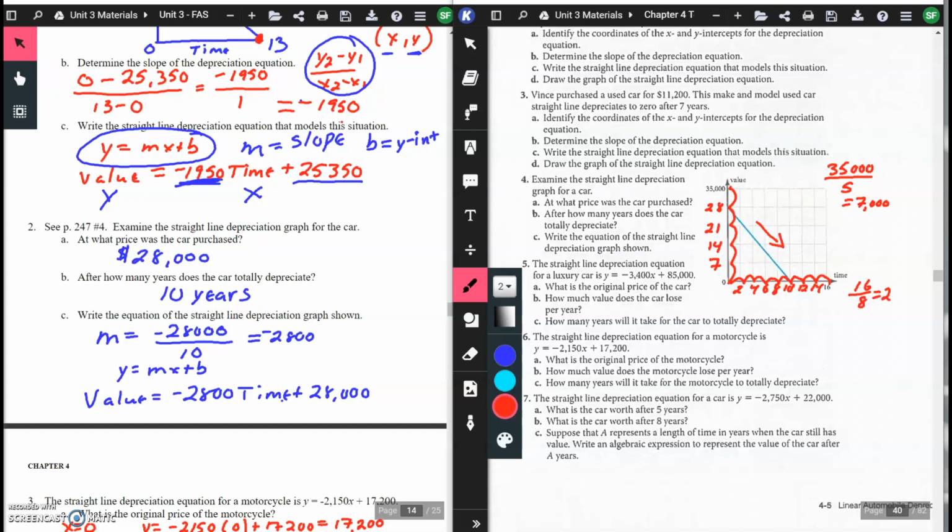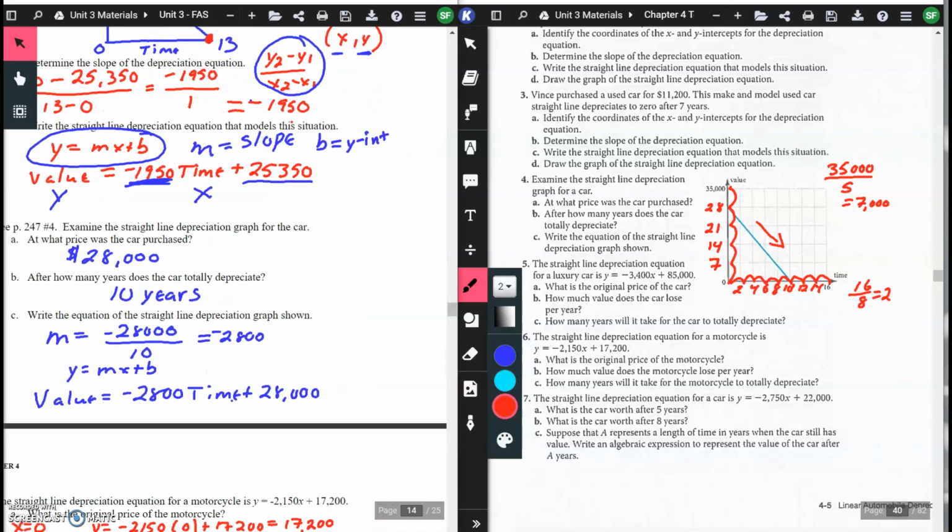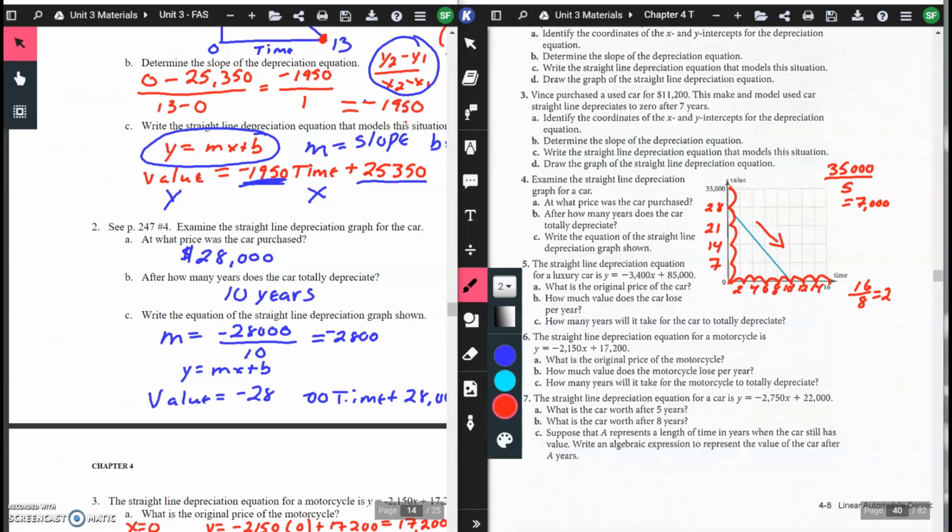Part C, write the equation of the straight line depreciation graph shown. Well, you've got to find your slope. Your slope goes down $28,000 in 10 years, so you do negative 28,000. It goes down 28,000 and it took 10 years to go to 0. So you divide those two numbers and that gives you a slope of negative 2,800.